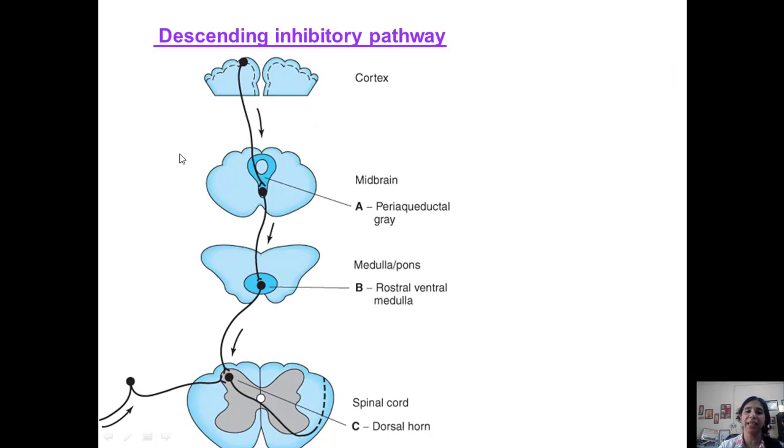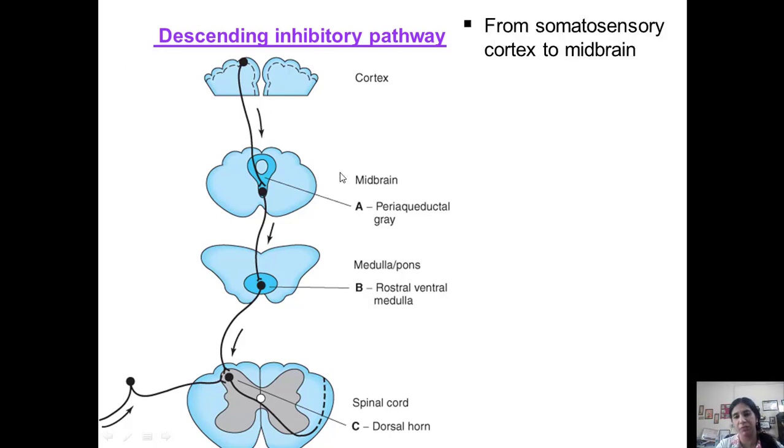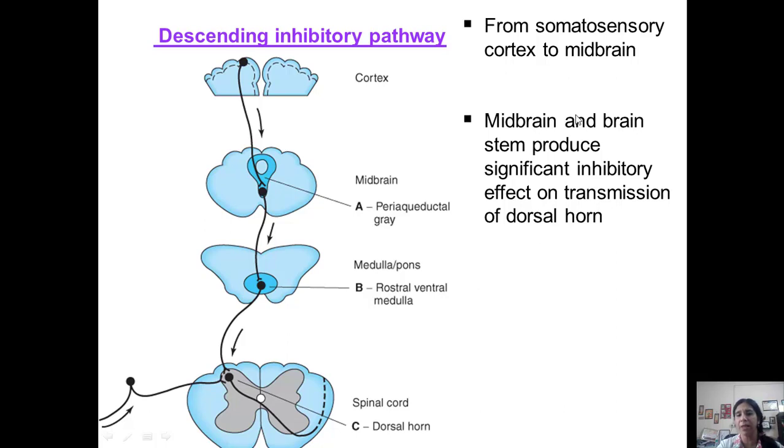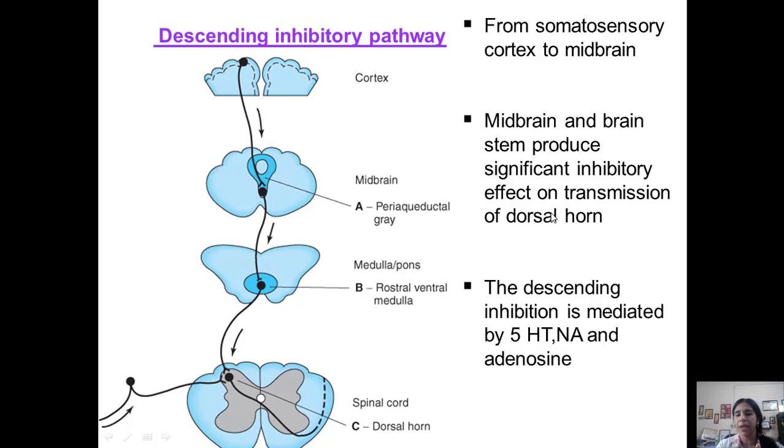Now the opioids, we say that they inhibit the ascending pain transmission, and they actually stimulate or modulate the descending inhibitory pathways of pain. They cause stimulation of these descending inhibitory pathways. As a result, the patient feels less pain. This starts from the somatosensory cortex to the midbrain periaqueductal gray matter. Midbrain and brainstem produce a significant inhibitory effect on transmission at the dorsal horn. And the descending inhibition is mediated by two neurotransmitters, 5-HT and noradrenaline primarily, followed by adenosine.